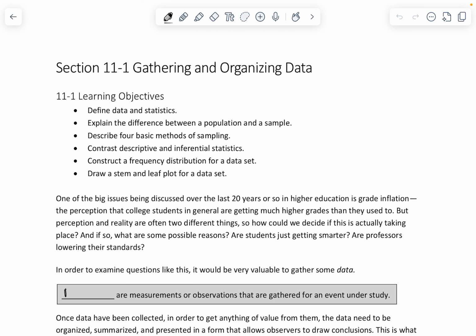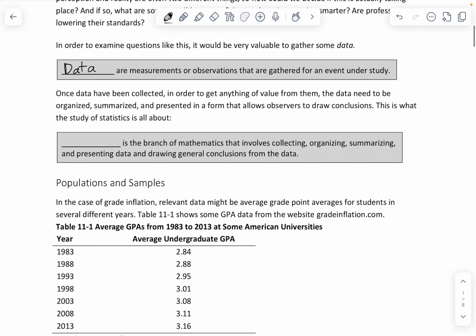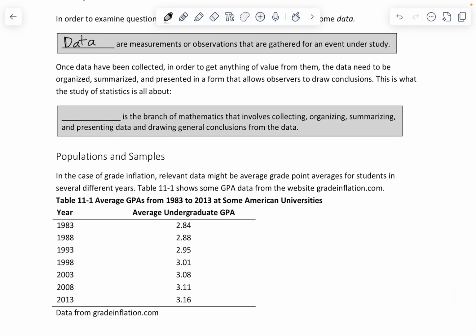So let's define this term. Data are measurements or observations that are gathered for an event under study. Once data have been collected, in order to get anything of value from them, the data need to be organized, summarized, and presented in a form that allows observers to draw conclusions. This is what the study of statistics is all about. Statistics is the branch of mathematics that involves collecting, organizing, summarizing, and presenting data and drawing general conclusions from the data.